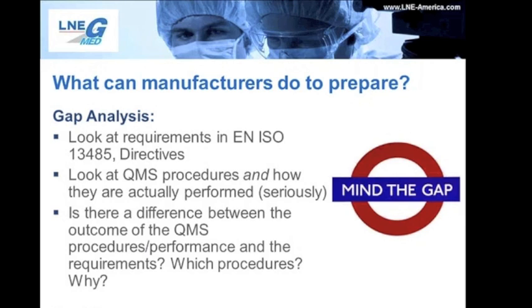Take a look at the requirements in the regulations and in the ISO 13485, and then really take a look at your quality management procedures and their output, including how they are actually performed. And sometimes what's on paper isn't always reality. It's easy in this instance to take a bit of a shortcut, be an ostrich, and stick your head in the sand. But trust me, that's how problems can really take hold. And how do you know if you have problems in the first place if you don't do a gap analysis?